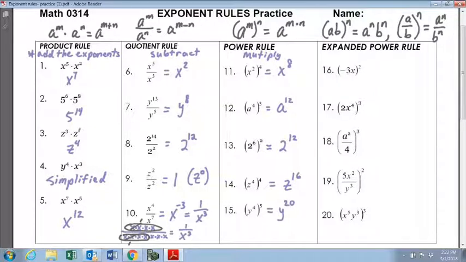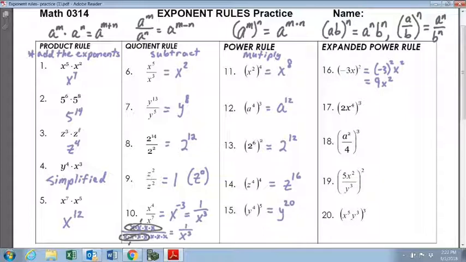So we're going to do the same kind of thing when we get to this last column, except we're also going to have to deal with numbers. And again, I call this the expanded power rule. So look at number 16. We're going to square negative 3, and we're going to square x. So we're squaring each of the numbers inside, the negative 3 and the x, but we're doing it separately. Negative 3 squared is 9, so this becomes 9x squared.